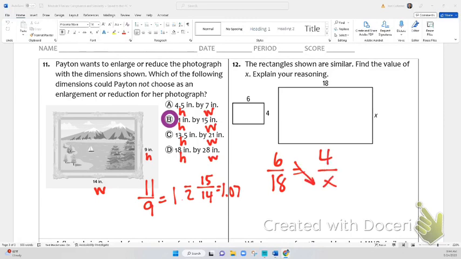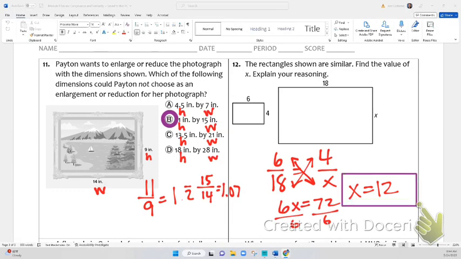You always cross multiply the one that has the unknown variable first. So this gives you 6x equals 18 times 4 makes 72. Divide by 6, divide by 6, you get x equals 12. And in this case, that is your answer.